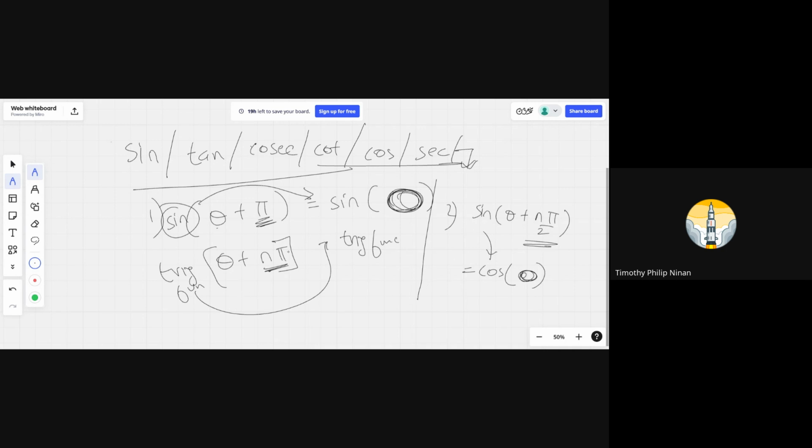I'll just go right on the top over here. For sine, it will become cos. For cos, it will become sine. For tan, it will become cot. For cot, it will become tan. And for sec, it becomes cosec, and for cosec, it becomes sec. So these are the complement functions, and they will interchange when n pi by 2 is involved, when pi by 2 is involved. So these are the first two rules that are important.